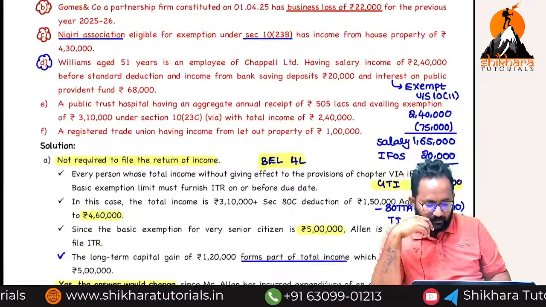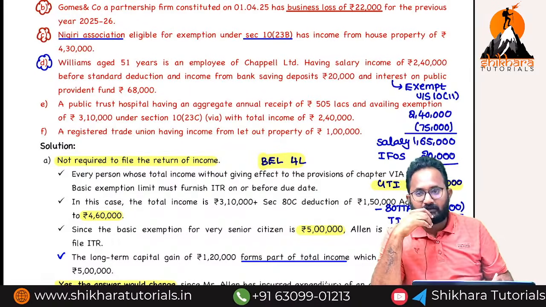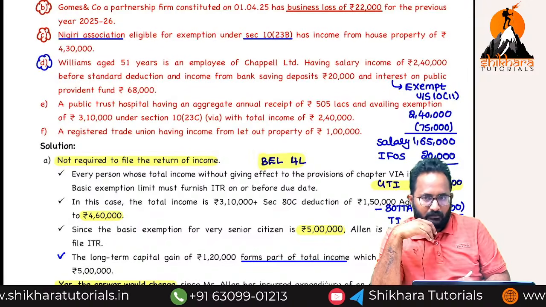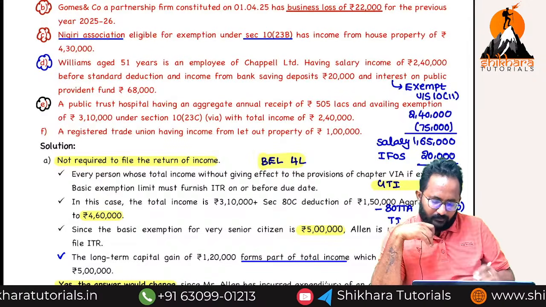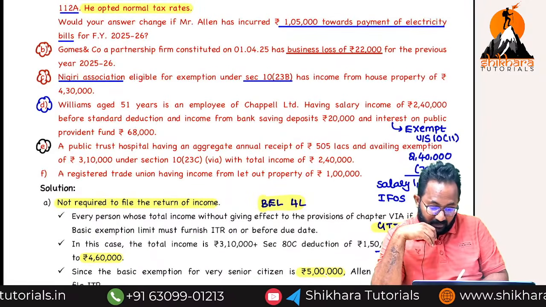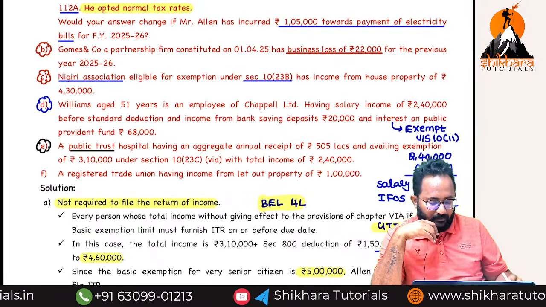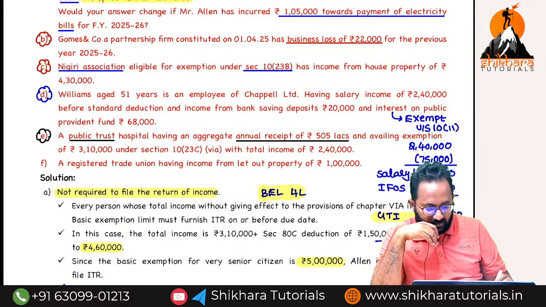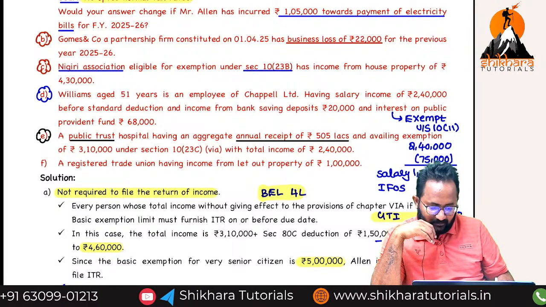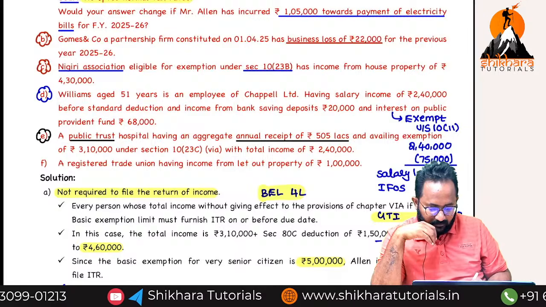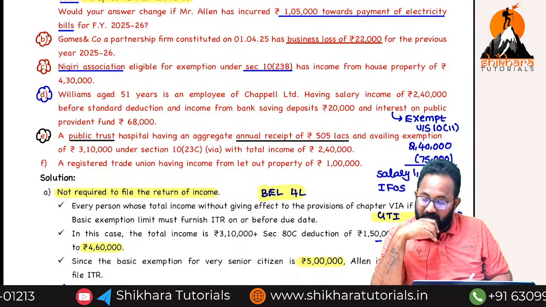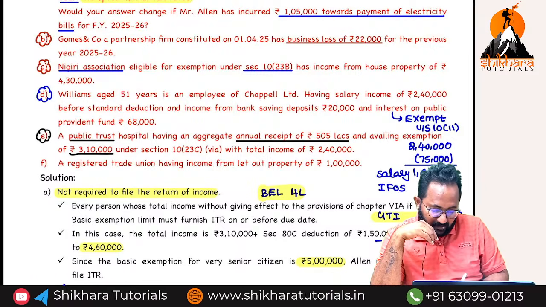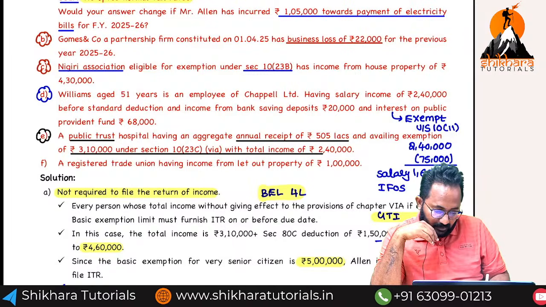Two questions are there. But this is a question given in December 2023 attempt for 8 marks in old syllabus. E. A public trust, remember trust, having a hospital, aggregate annual receipts is 5.05 lakh, and they want to avail the exemption under section 10(23C)(vi). How much exemption they want to claim? 3,10,000. They have a total income of how much?